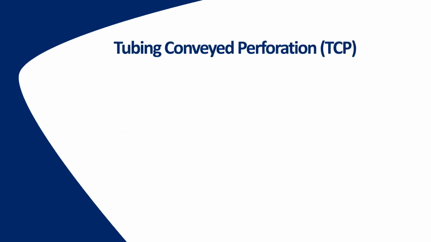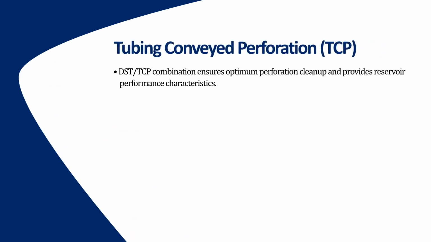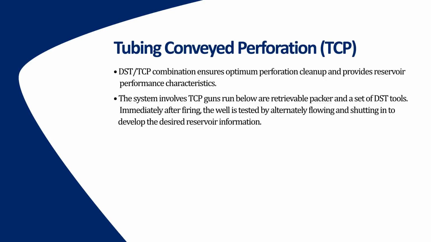Tubing conveyed perforation, TCP. A DST or TCP combination ensures optimum perforation cleanup and provides reservoir performance characteristics. The system involves TCP guns run below a retrievable packer and a set of DST tools. Immediately after firing, the well is tested by alternately flowing and shutting in to develop the desired reservoir information.